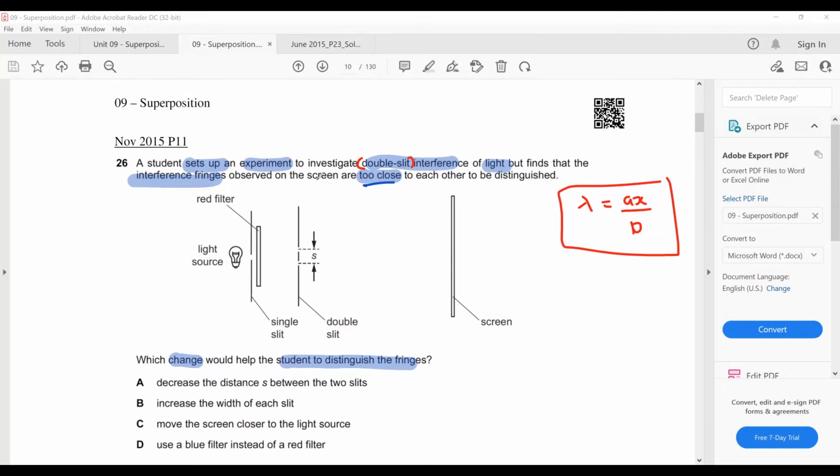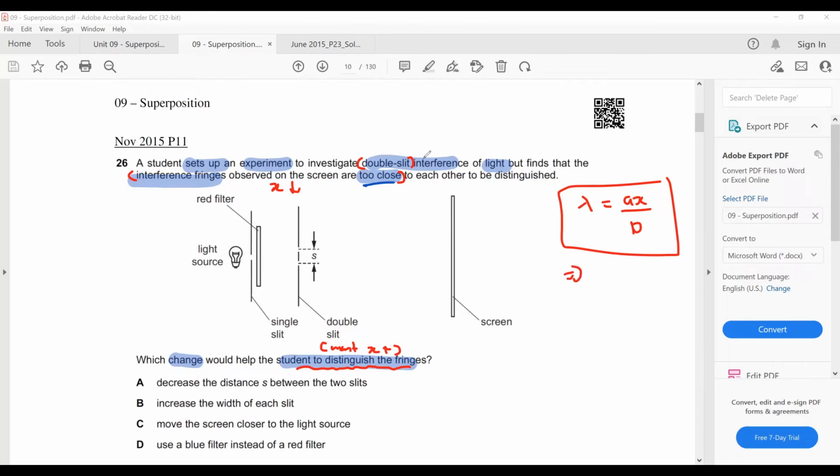What they want is that they saw that the interference fringes are too close to each other, meaning X is too small. They want you to tell us what change could enable the student to distinguish the fringes, meaning they want X to be larger. So based on this equation here, right?